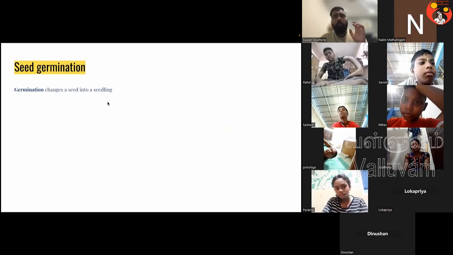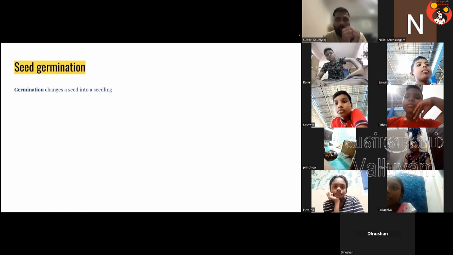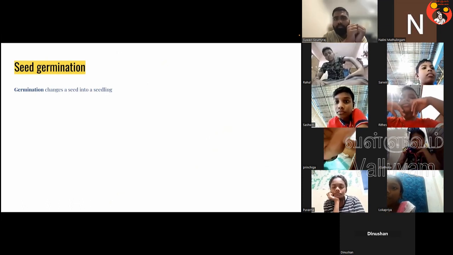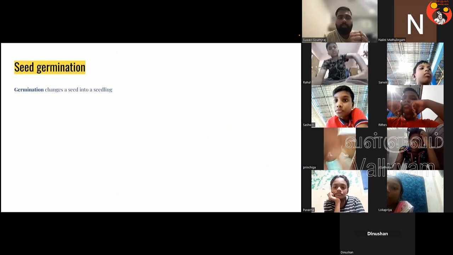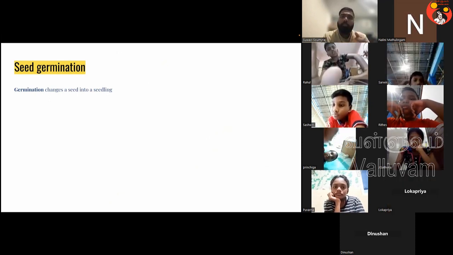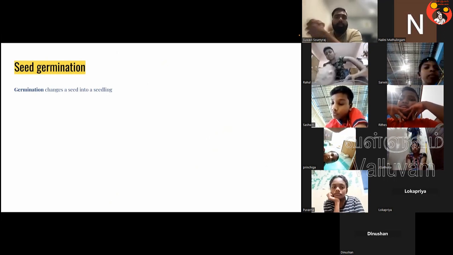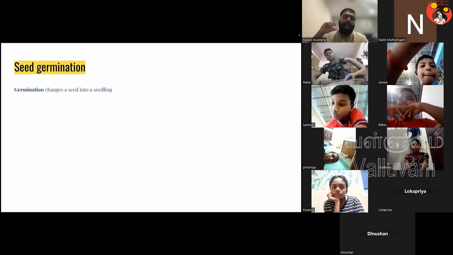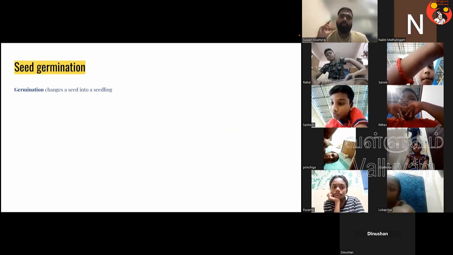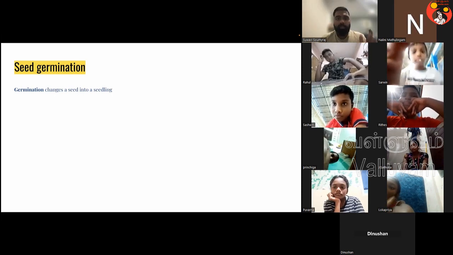Now, we've talked about how the two sex cells combine to fertilize and pollinate. We've then talked about how seeds can move from one location away from the parent plant to another to give them the best chance of survival. Now we talk about how the seed turns into a seedling. That process is referred to as germination.